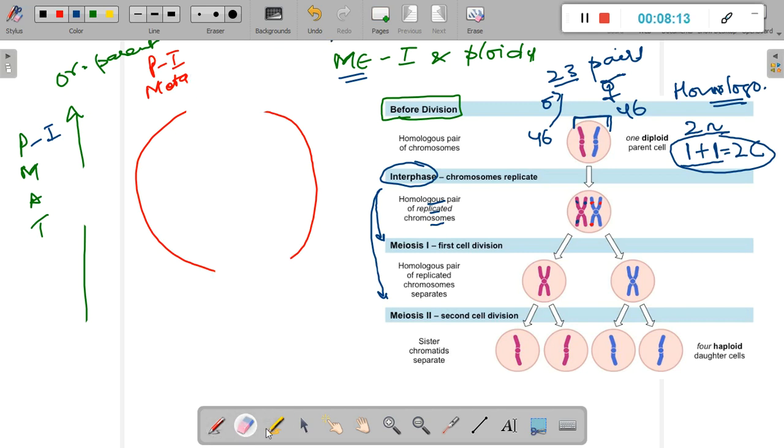And what happens on this metaphase plate? Let's redraw the cell. The homologous recombined chromosomes align, and they align like this. Let's say this is the father's sister chromatids and the mother's sister chromatids. I'm just taking one of the chromosomes. There was an exchange of genes, so let us also show that. Let us say two genes were exchanged here, one was exchanged here, and likewise here genes were exchanged.